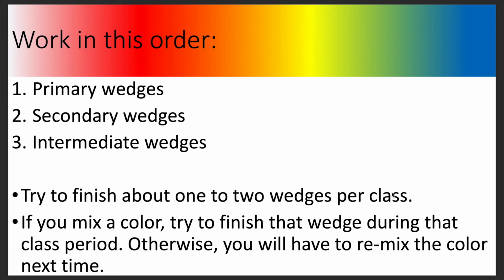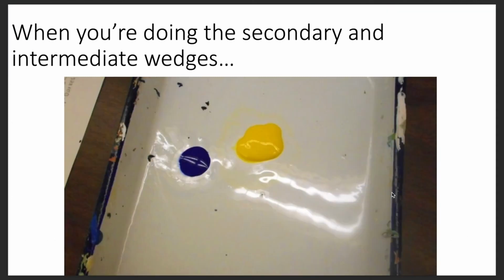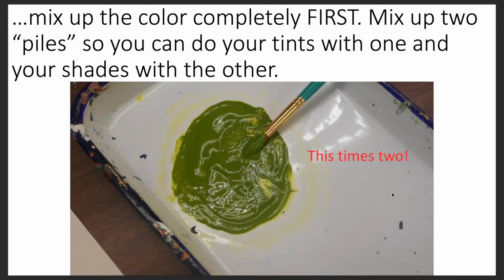So working in this order, you're going to make all your primary wedges first, then your secondary wedges, then your intermediates. Try to finish about 1 to 2 wedges per class period. If you mix a color, you really want to try to finish that wedge. That way you don't have to try to remix that exact color next class. When you're doing secondary and intermediate wedges, mix up the color completely first. So mix up your green, let's say, and divide that green in half because you need half that green for your tints and then half that green for your shades.